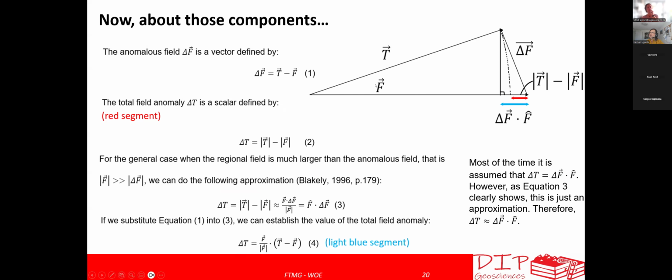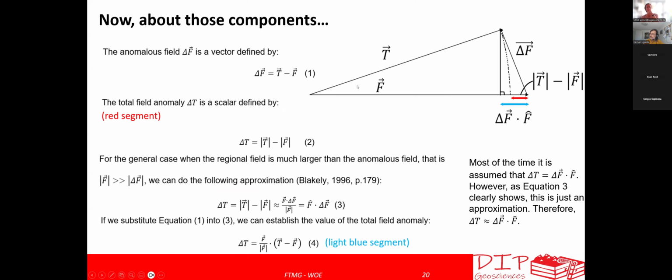However, if you do the total field anomaly, it's a scalar defined by the norm of this minus the norm of that one. So when we're doing scalar surveys, that's what we call delta T, the norm of that minus the norm of that. And that is pretty much what we have here in red. So the norm of T minus the norm of F is the red segment.